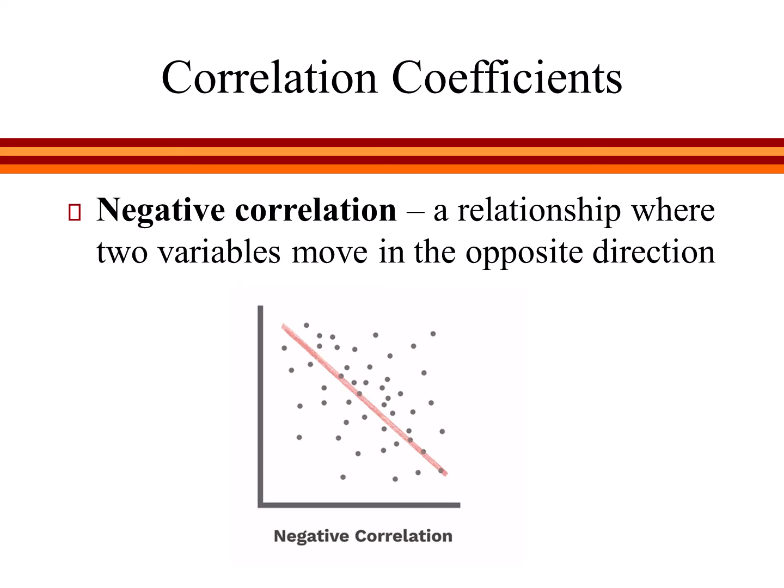Another example might be the expected correlation between social media use and mental health. When social media use is higher, mental health might tend to go down, whereas when social media use is lower, mental health might tend to go up. I want to quickly note here that once again, the terms positive and negative have nothing to do with being good or bad, so don't get tripped up by that.